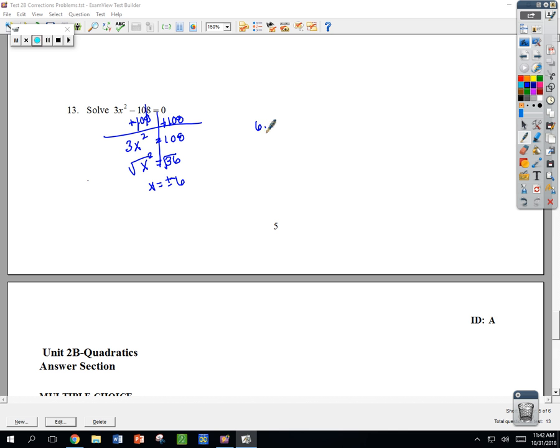So I've been making you write it as 6, 0, negative 6, 0. Same on the one before that. But if you just wrote x is 6 and negative 6, I would have accepted that as well.